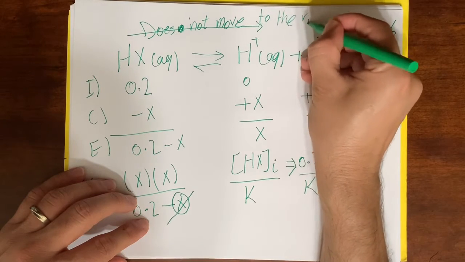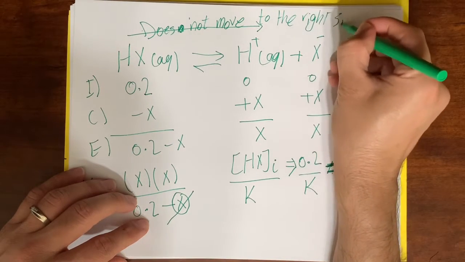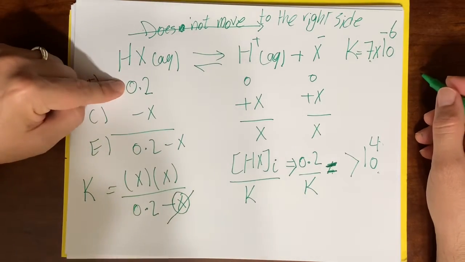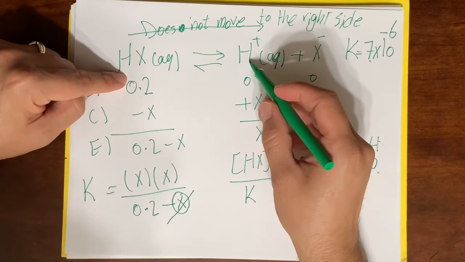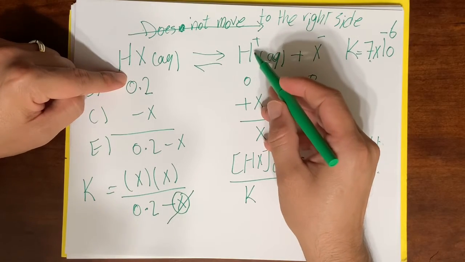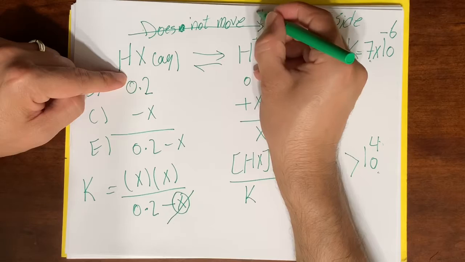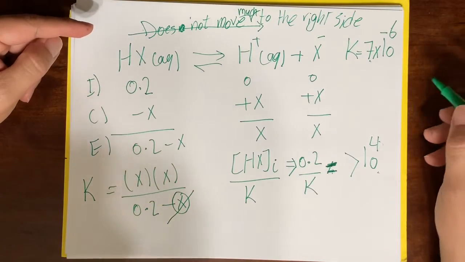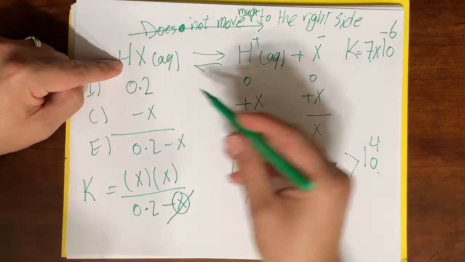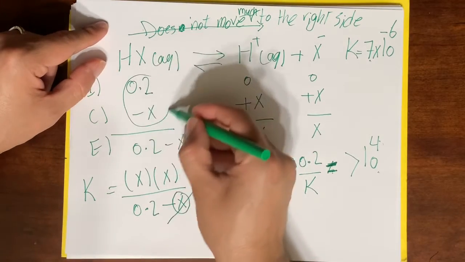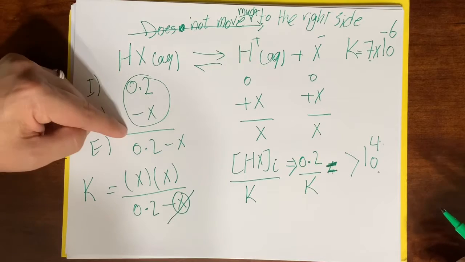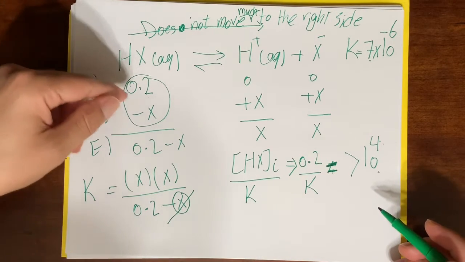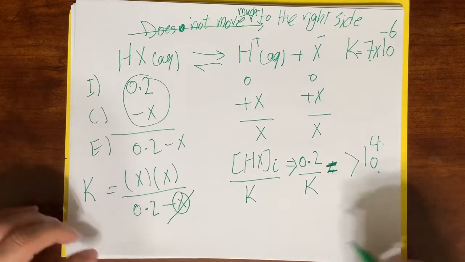much to the right side. Mainly you have unreacted HX, and you're not going to generate much. So whatever you are losing, you can ignore it versus the initial concentration. So in this case, I can ignore it. The assumption is yes.